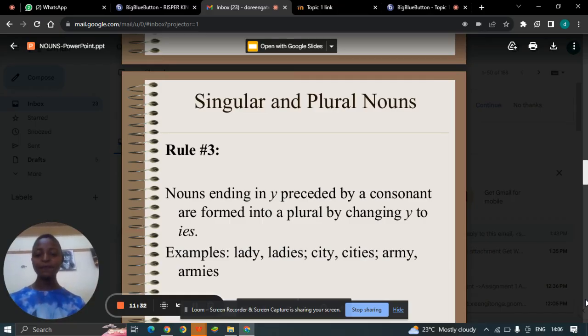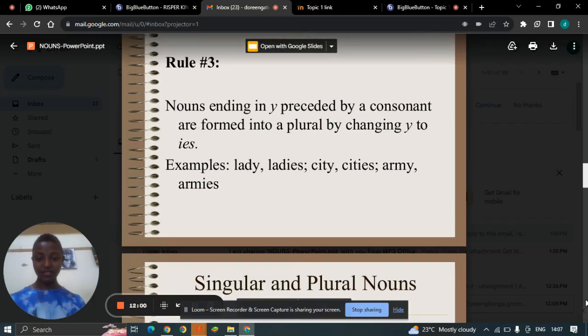For example, lady. We have said generally in this rule, for example, lady: consonant, vowel, consonant, consonant. So if the word ends with y, and in this case it is preceded by a consonant, the consonant in this case is d, then you will drop y, then you add ies. For example, lady, ladies, city, cities, army, armies, as you can see on the screen.